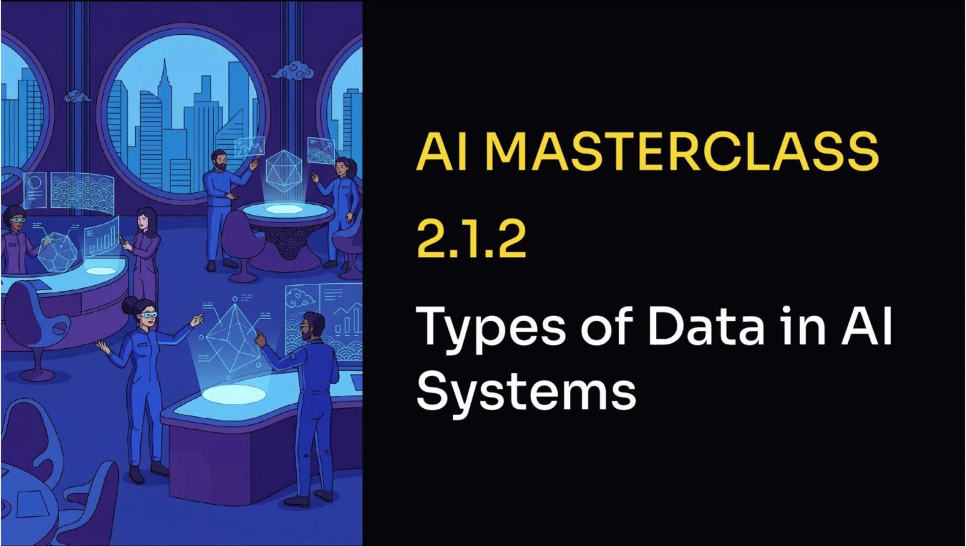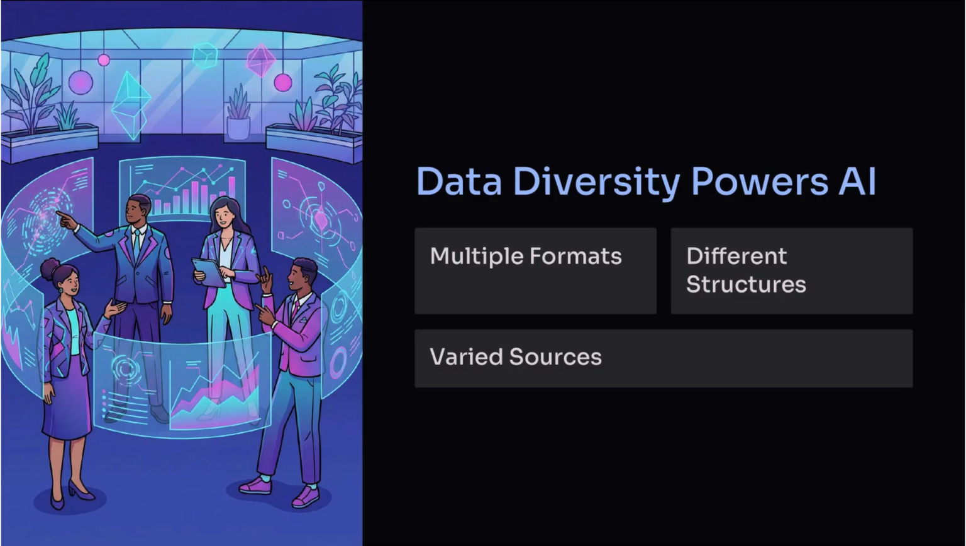Artificial intelligence systems operate on many forms of data. This video introduces the major data types used in AI systems and explains why understanding data structure is essential. Different data types impose different constraints on modeling, storage, computation, and interpretation. Data type matters because it directly influences which algorithms can be used and how systems are designed.